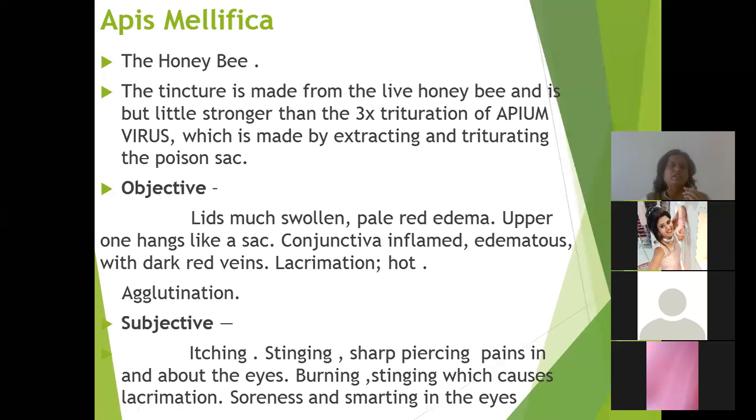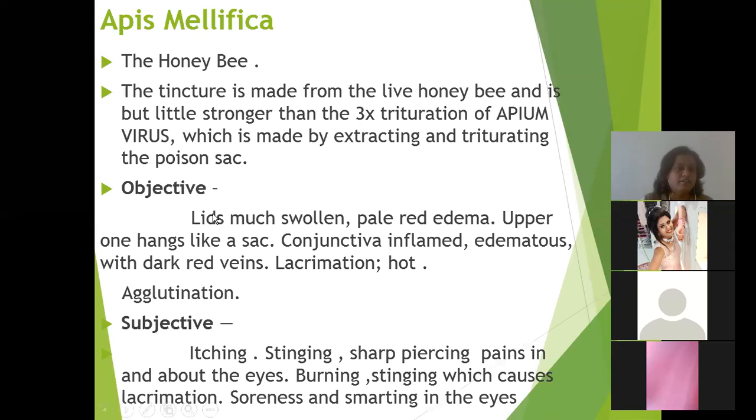So second is Apis mellifica. We all know that Apis mellifica is made from the honeybee. The tincture is made from a live honeybee and is but little stronger than the 3x saturation of Apis virus, which is made by extracting and triturating the poison sac.